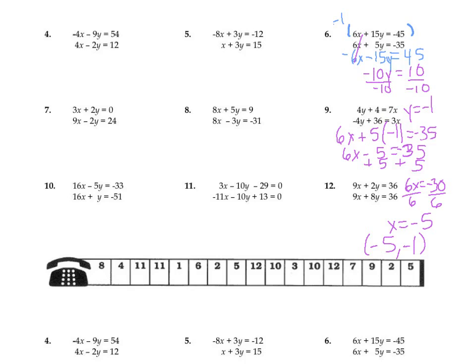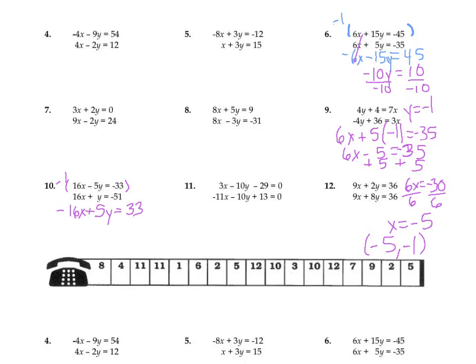So moving on to number 10, we have 16x minus 5y equals negative 33, and 16x plus y equals negative 51. So we need one of these 16x's to be negative while the other is positive, so we can multiply one of these through by a negative 1. I'm just going to multiply the first one through by a negative 1, and we're going to rewrite it right underneath. So we have negative 16x plus 5y equals 33.